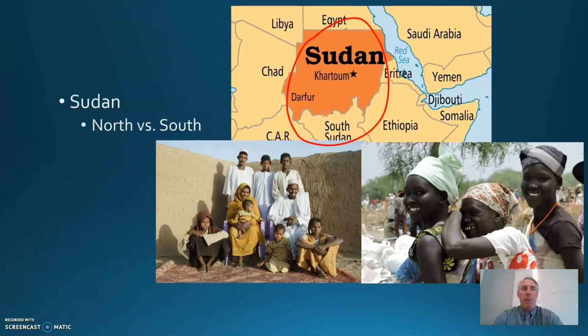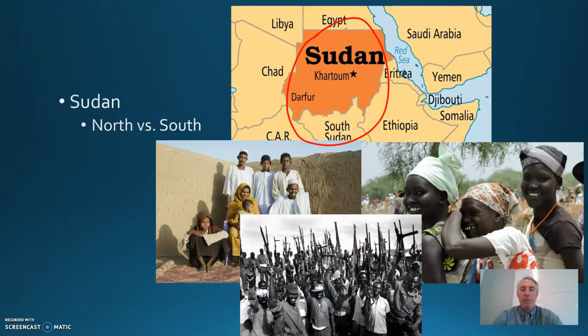The South resented this power and Northern dominance, as well as attempts of the North to impose Islamic law on them. They said, we're not Muslims, so why should we have to listen to Islamic law? And this led to resistance movements, okay, and eventually to outright civil war. Now, war and famine that followed killed millions in the 1980s and 1990s. The conflict ended in 2004, but a new one began in Sudan's western region of Darfur, right? So here's where Darfur is, this area over here.